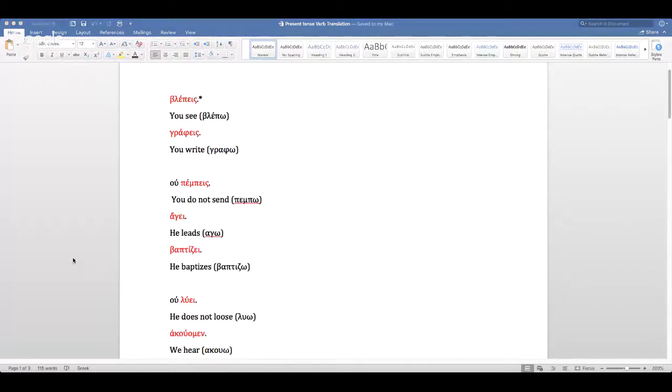If you've watched the videos in the past about the personal endings for the present active indicative, in particular the song that says "O A say amen ete usi," then you're able to come to this place right here, and say, okay, this is blepes. It's from the lexical form blepo, and therefore it means you see. And that's why Rafe has it in parentheses.